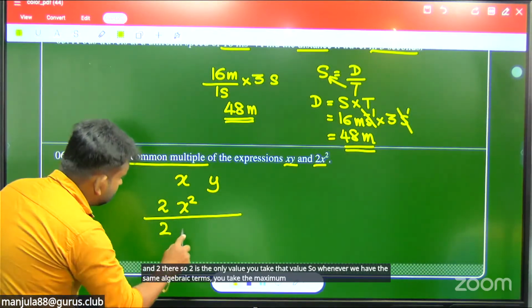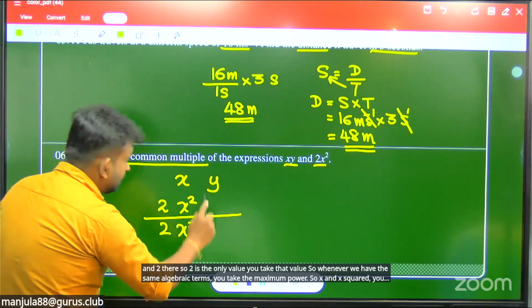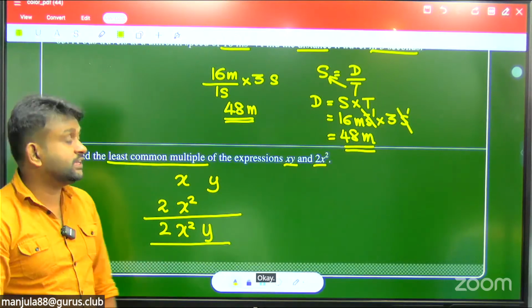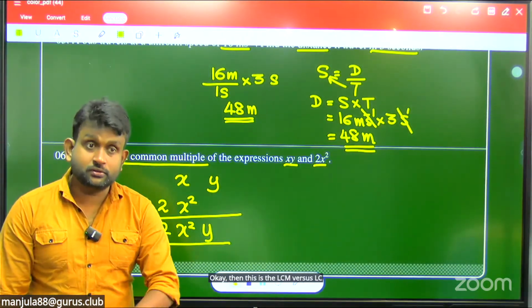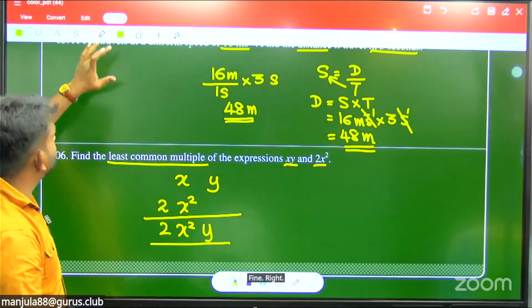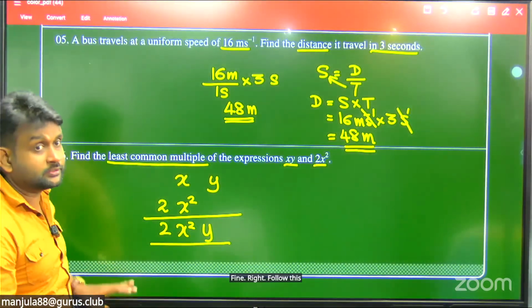So x and x squared, you take x squared. Here y only, then you take y. Okay. Then this is the LCM. What is the LCM? 2x squared y. Fine. Right. Follow this method. This is the very easiest way.